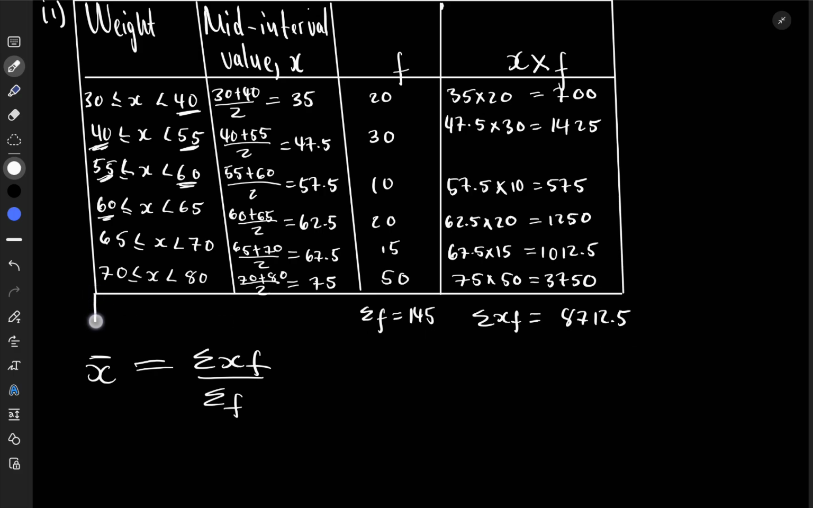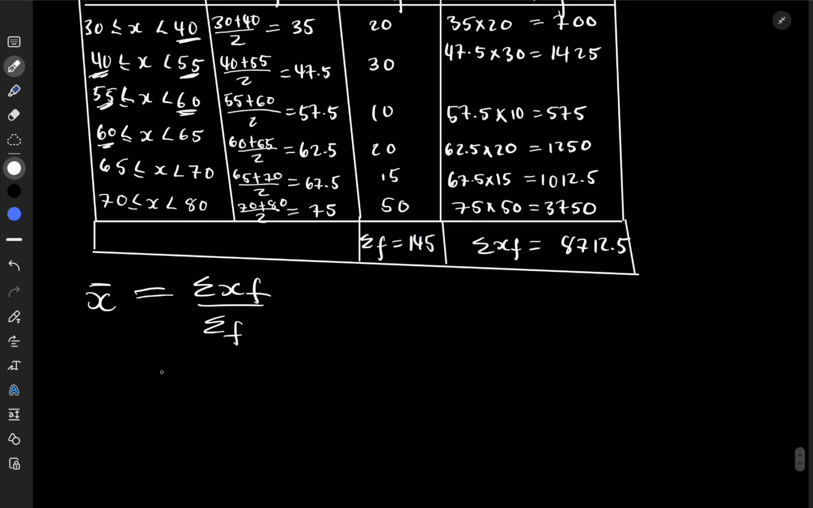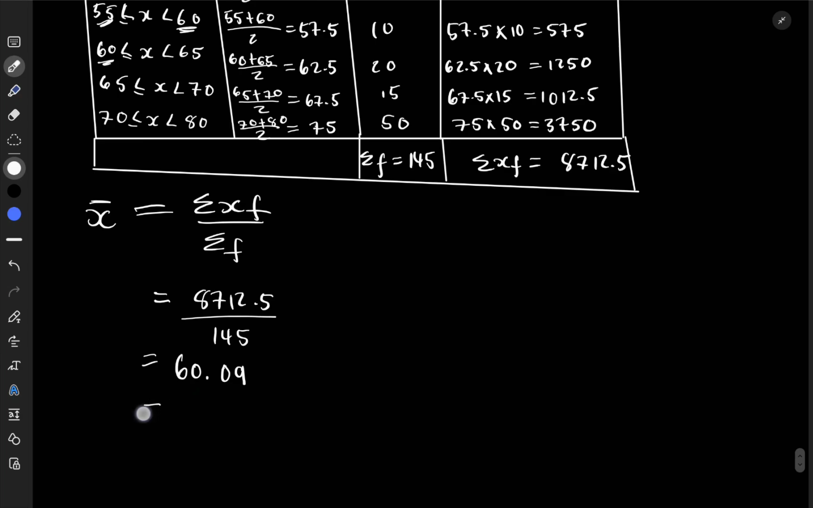Now you can put the last row. So something like this. Sorry, I have them like this. And here are your quantities. So now I can say X bar is just going to be equal to 8712.5 divided by 145, which is 60.08, and so on. So I have it as 60.08. I can say 60.09, or we can have it as 60.1. Still 3 SF is okay. So this is my estimate of the mean.